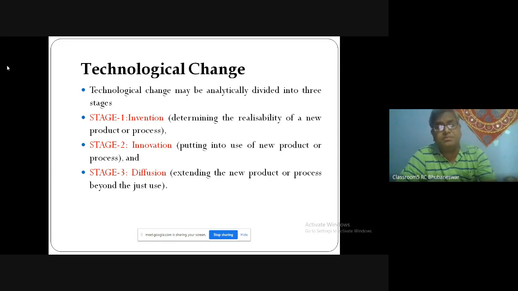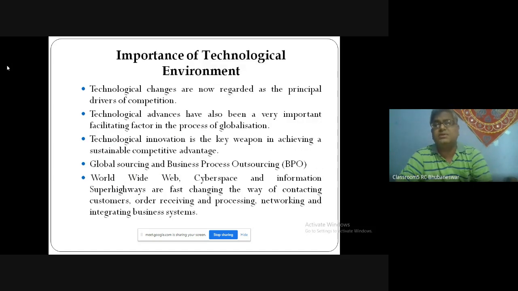And if you talk about diffusion, it means extending a new product and services by use. It means after using the particular product, some product is useful in some other way. That is called the diffusion process. That type of concept is called technological change. And what is the importance? The importance is it's a facilitator process of globalization. It can be a driver of competition also. And it can also change the world wide web, cyberspace, or information superhighway. It's also changing through the technology.